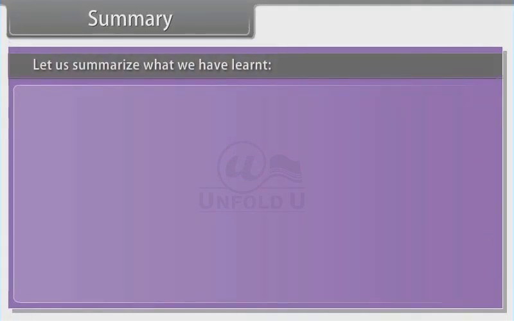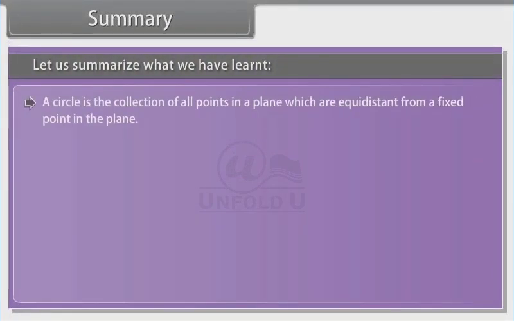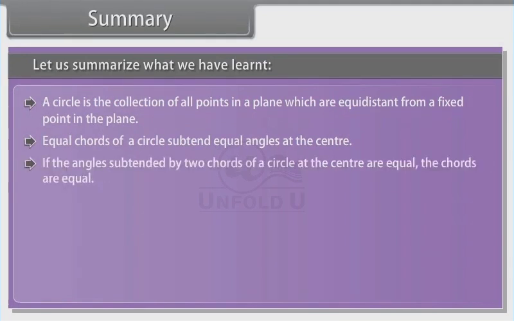Summary. Let us summarize what we have learned. A circle is the collection of all points in a plane which are equidistant from a fixed point in the plane. Equal chords of a circle subtend equal angles at the center. If the angles subtended by 2 chords of a circle at the center are equal, the chords are equal.